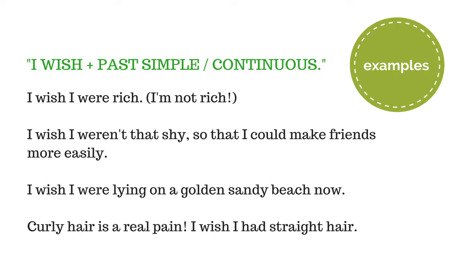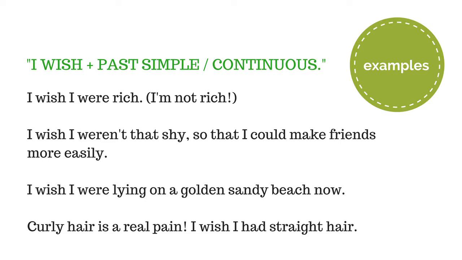Here are some examples. I wish I were rich. But the truth is, I'm not rich. Tough luck, I guess. I wish I weren't that shy so that I could make friends more easily. But in reality, I am a shy person. Now, something else we notice about these first 2 examples is that were and weren't are used after I. Why, you ask? Besides, we know that in past simple we say I was, not I were.